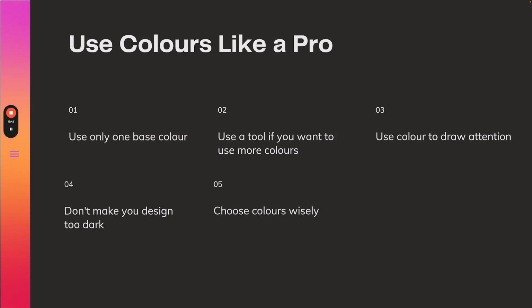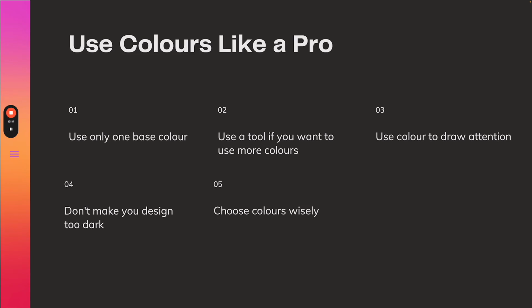The next thing is, use colors like a professional. Think about using only one base color. Use a tool if you want to use more colors. And again, there's a resource at the end here which has color palettes on, and it'll show you which combination of colors go well together and the applicable hex codes, so it's easy to implement. Use color to draw attention, so use it sparingly. Don't have red all over the show, because it's just going to be messy.